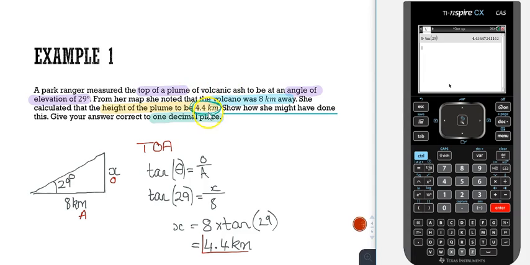So we had the answer of 4.4. This here is us showing that the answer is 4.4. So we've answered the question by showing how the ranger got 4.4 kilometers.